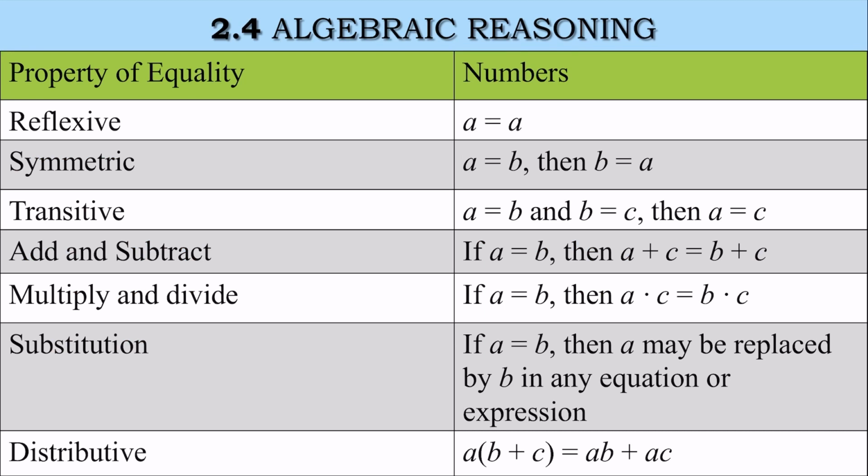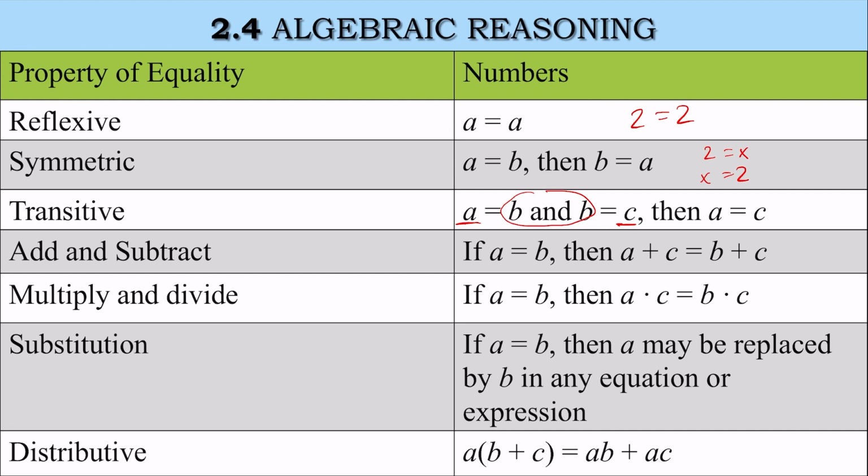Here are properties of algebra, properties of equality. The reflexive is A equals A. That's like saying 2 equals 2. It's the exact same thing on each side of the equal sign. Symmetry, A equals B, then B equals A. It's like saying 2 is X, therefore X is 2. Transitive, if A equals B and B equals C, then A equals C. The middle part's the same, so the first and last have to be equal.